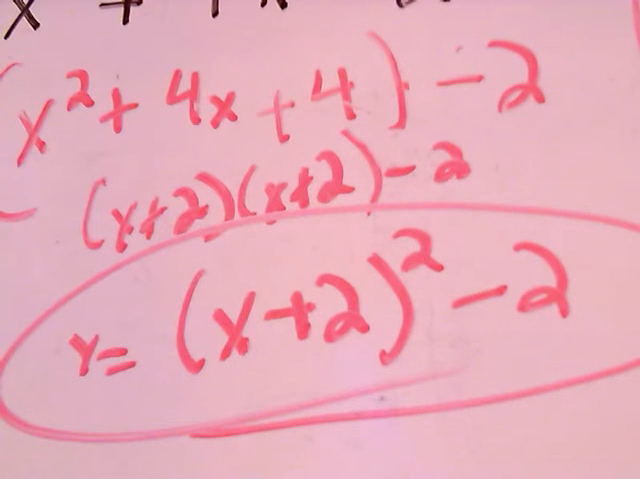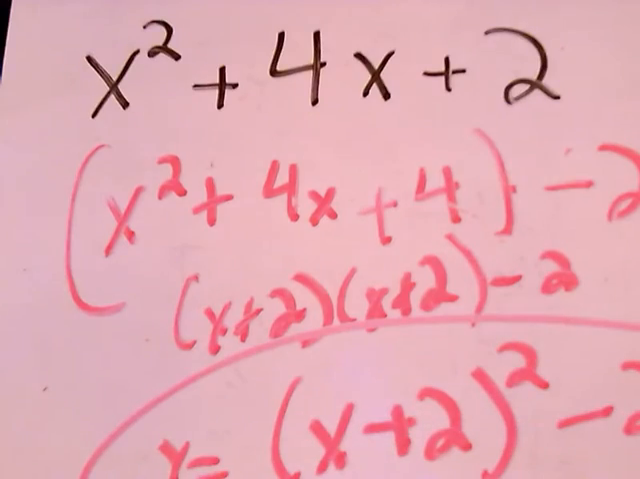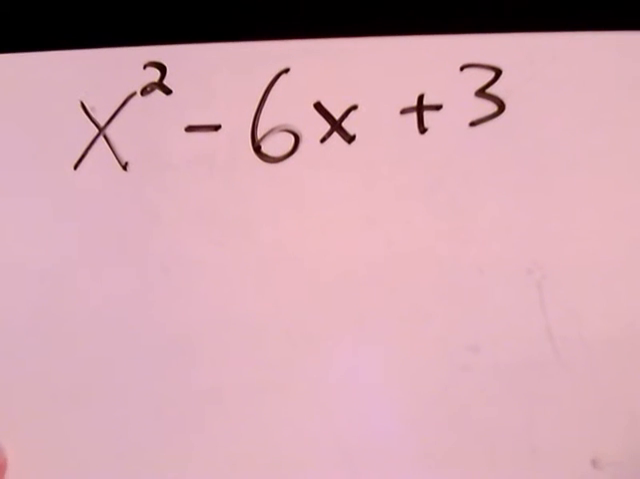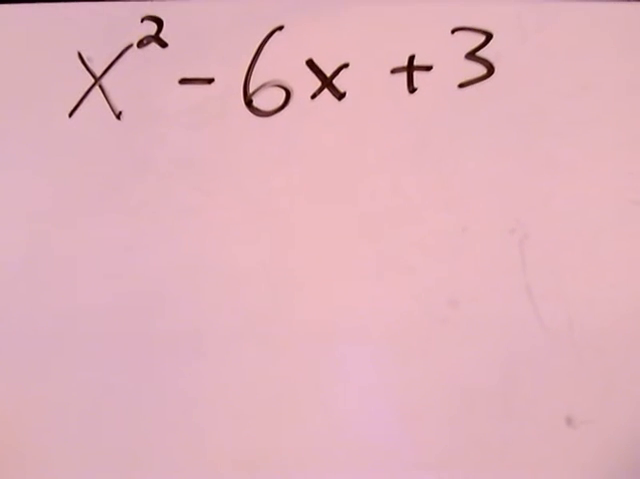And you can always check this by taking it out, foiling it out, and subtracting 2, and we get what we started with. Alright, so the next one, x squared minus 6x plus 3.